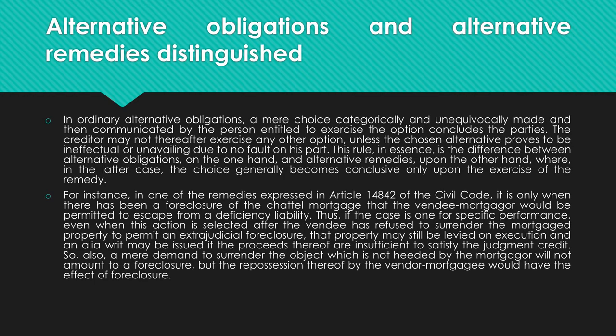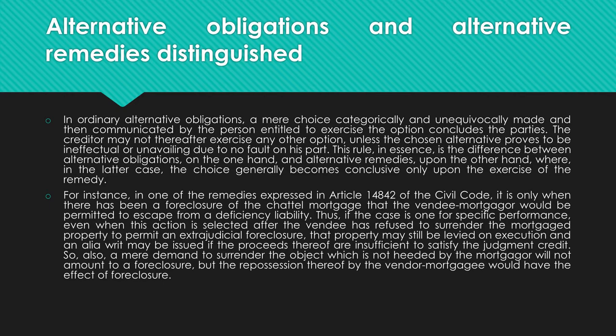This rule, in essence, is the difference between alternative obligations on the one hand and alternative remedies on the other hand, where in the latter, the choice generally becomes conclusive only upon the exercise of the remedy. For example, in one of the remedies expressed in Article 1482 of the Civil Code, it is only when there has been a foreclosure of the chattel mortgage that the vendee mortgagor would be permitted to escape from a deficiency liability.